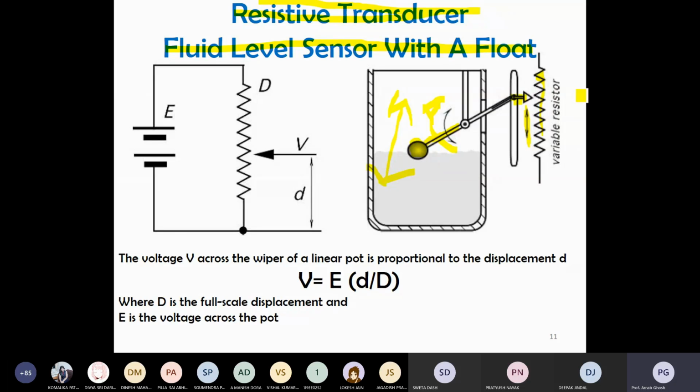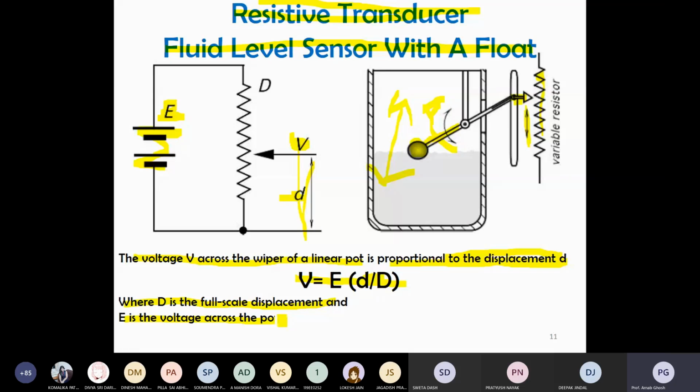So here we are giving some input voltage E, so that the distance is changing. If the distance is changing, the output voltage is also changed. The voltage V across the wiper of a linear pot is proportional to the displacement d. So V equal to E into d by D, where D is the full scale displacement and E is the voltage across the pot.